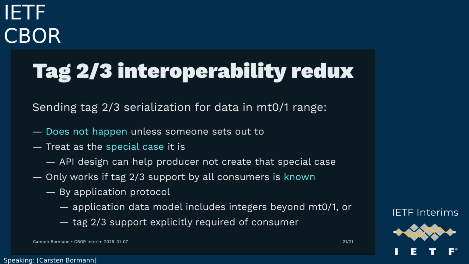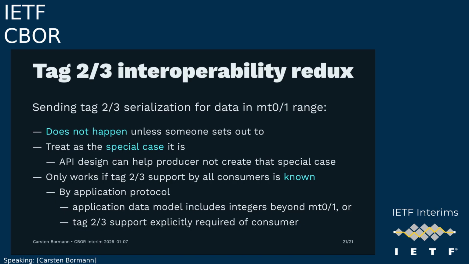So my redux of this is the problem I'm talking about is sending tag 2 and 3 serialization for data that are in the major type 01 range. Everything else is an application data validation issue and needs to be solved there. But that is fundamentally allowed in generic CBOR, but it doesn't happen unless someone sets out to do it. So we probably need to say this is, like all use of tags, a special case. If you can use a tag to do something that you can do in a different way, then maybe you should think twice about using the tag, because you don't know that your consumer is going to support it.